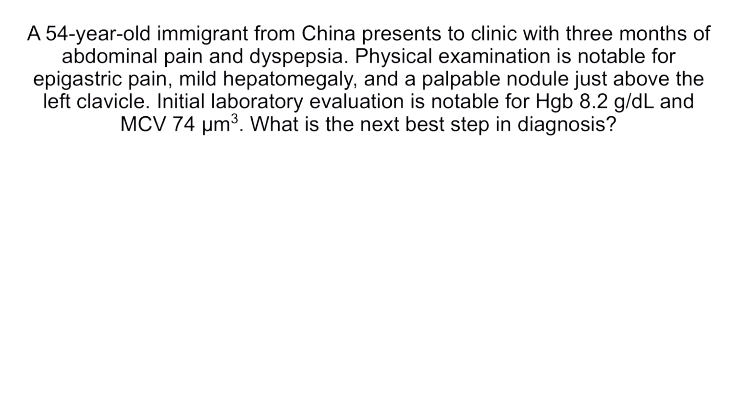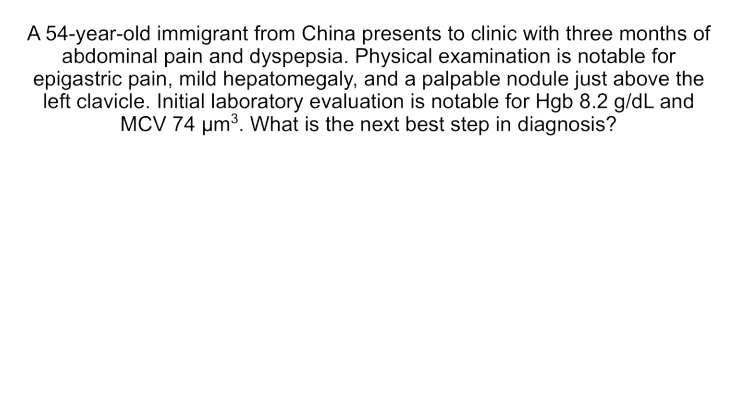A 54-year-old immigrant from China presents to the clinic with 3 months of abdominal pain and dyspepsia. Physical exam is notable for epigastric pain, mild hepatomegaly, and a palpable nodule just above the left clavicle. Initial lab evaluation is notable for a hemoglobin of 8.2 and MCV of 74. What is the next best step in diagnosis?